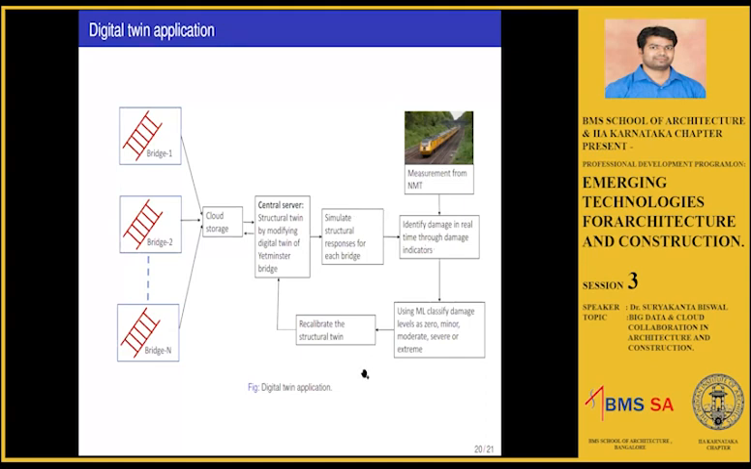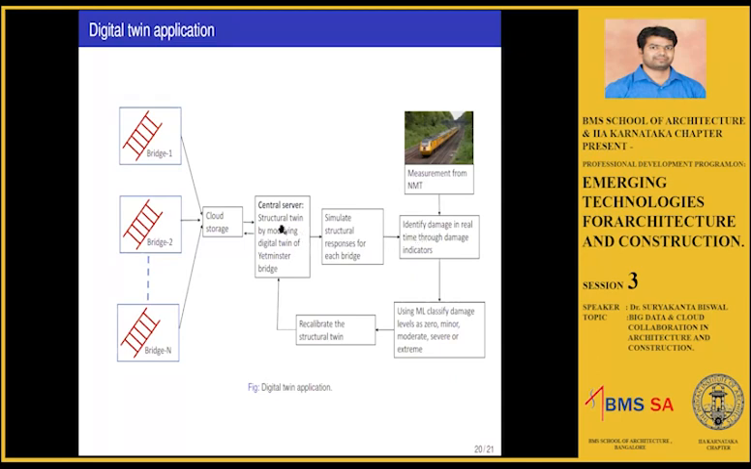Now if we want to estimate the damage in a bridge, let's say bridge N, we'll have the measurement train. This measurement train has a lot of sensors on it. Let's say we want to monitor bridge N, so the measurement train will pass over bridge N. Then we'll identify damage based on outliers.